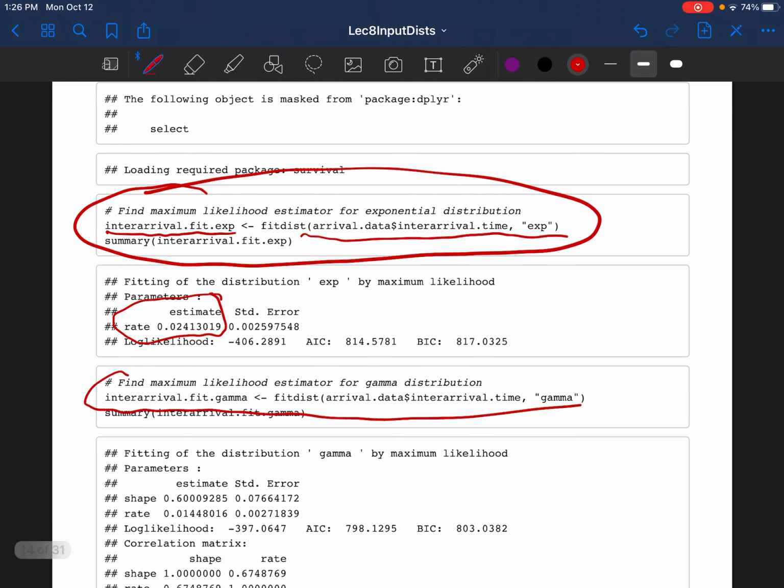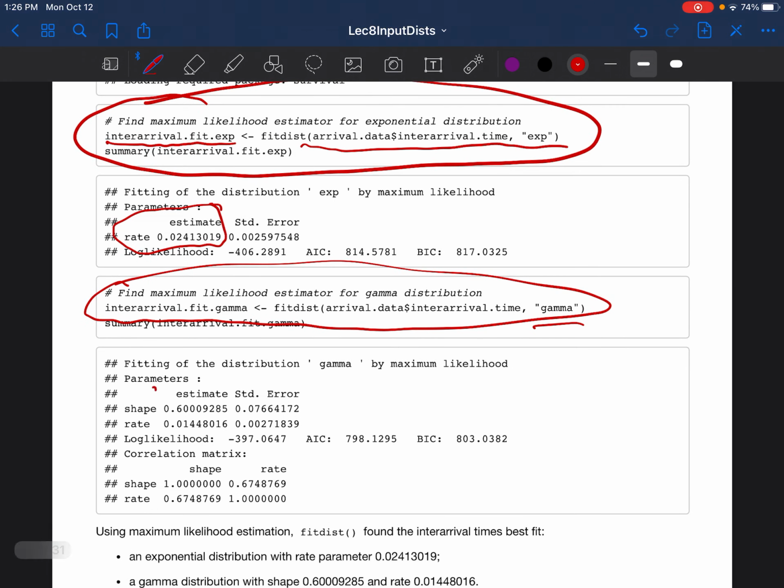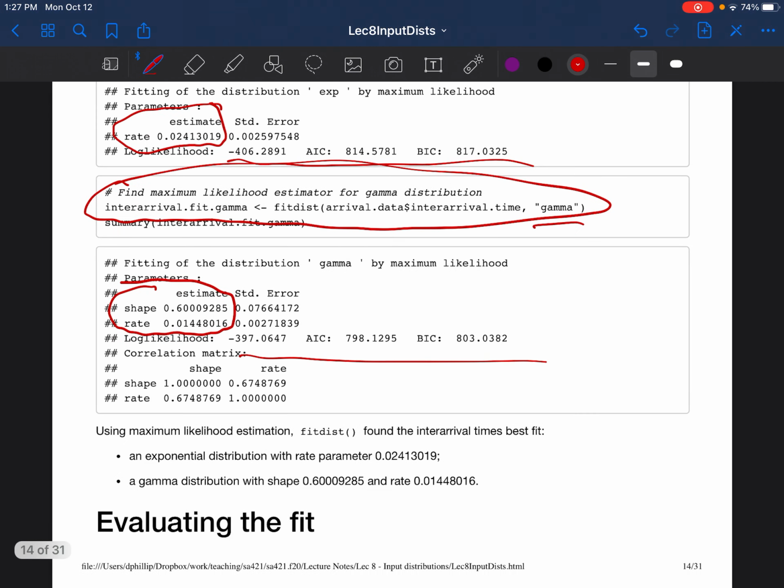Then we do the same thing, and we find the gamma. Again, the quote gamma is what says to try to fit a gamma distribution, and it gives us the shape and rate here. I'll tell you what these scores mean in a second, the log likelihood and the AIC, BIC. Okay, so to summarize, the fit_dist found an exponential distribution with a rate parameter given by 0.024130019, and the gamma with the shape 0.6, so on and so forth, and rate 0.01448016. Okay, so which one do we use?